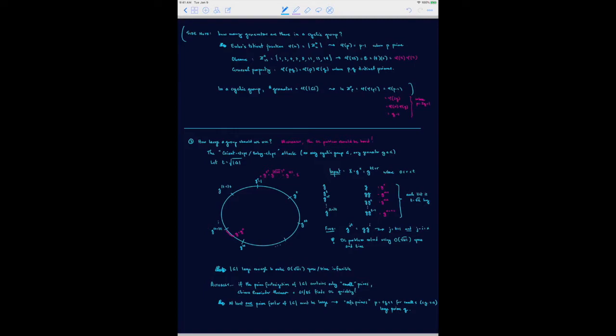And then we saw, well, how do you do h to the q, where h is a candidate element that you're trying to see if it's a generator? How do you do this efficiently? You do it via this square and multiply approach that allows you to do large exponentiations in log of the group order instead of order of the group order operations.